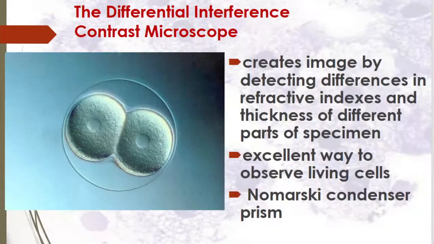It is also fibroblast. Look at this next method, very interesting. It was the result of the great foundation work of Nomarski. Nomarski was a Polish scientist who emigrated to the United States of America and got the Nobel Prize for the construction of this specific condenser prism. The condenser prism of Nomarski creates the image by detecting differences in the refractive indexes and thickness of different parts of the specimen.